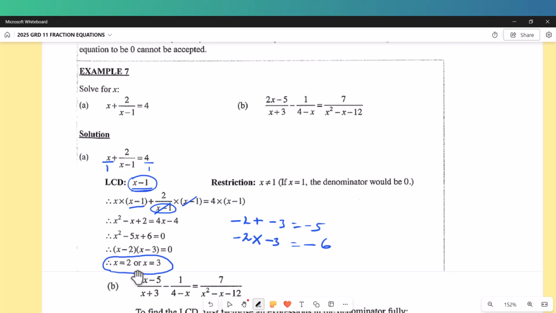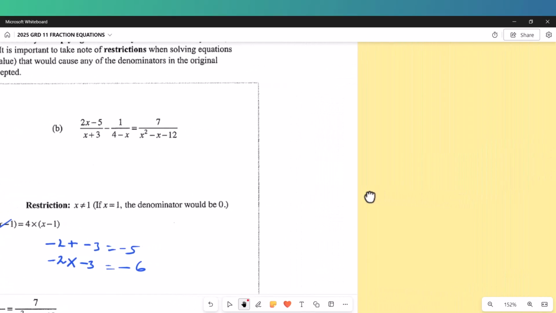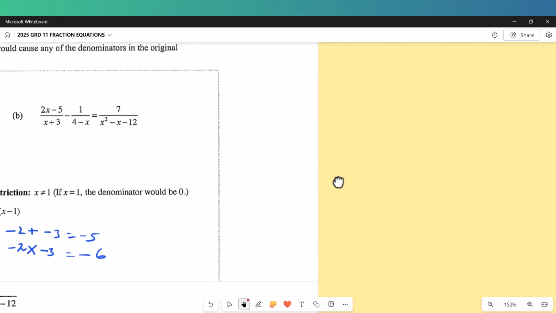We have (2x minus 5) over (x plus 3), minus 1 over (4 minus x), equals 7 over this one here. So now let's do it together and see how we proceed. In this case, before you get your LCD, you must factorize.